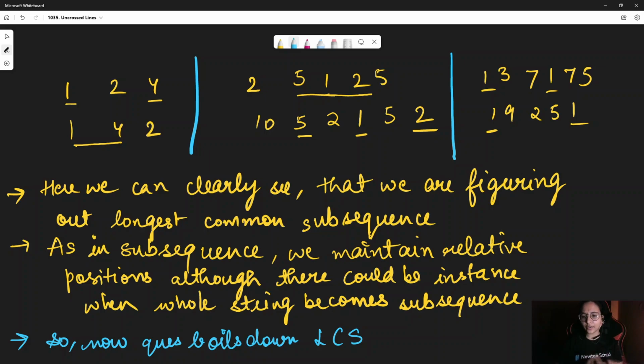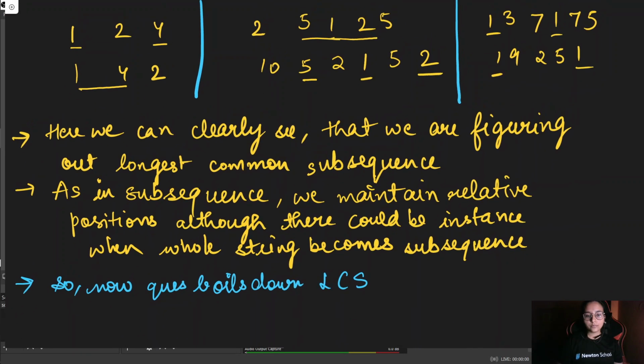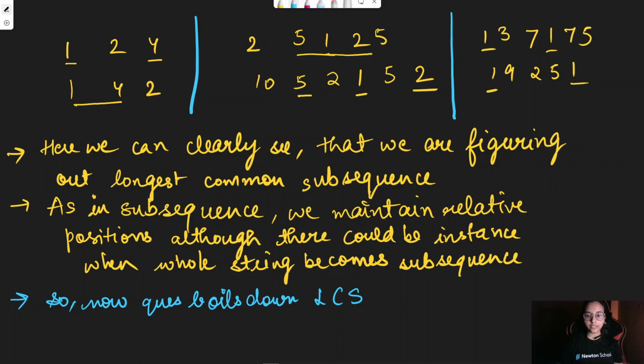That is, the longest common subsequence for this particular example would be 2. So this is the thing which we are required to do in this question. You can clearly see from these examples that we are checking for the common elements contributing to the longest subsequence. Here we are figuring out the longest common subsequence, where in a subsequence we maintain relative position, although there could be instances when the whole string becomes the subsequence. So this is the thing which we are doing here.